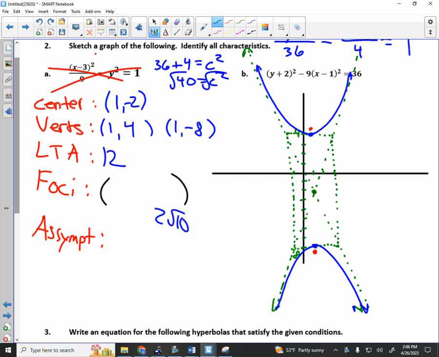Is the 2 roots of 10 going to change my x value or my y value? So I've got 1, and I got negative 2 plus or minus 2 roots of 10. That's the location of your foci.